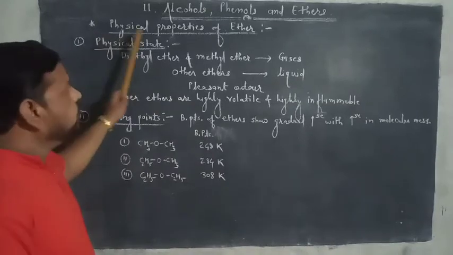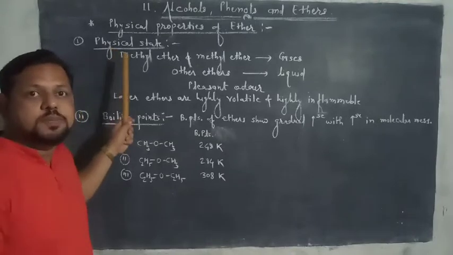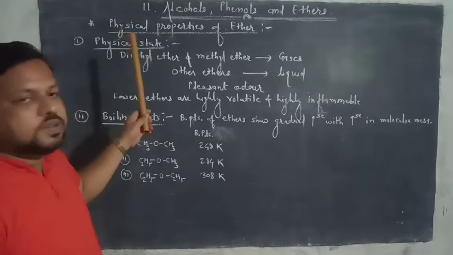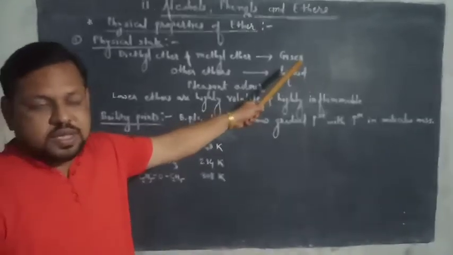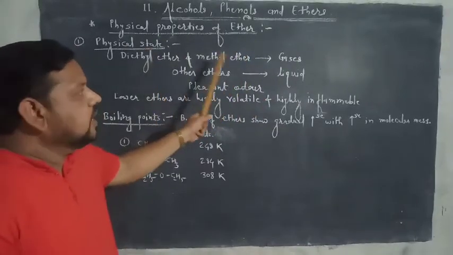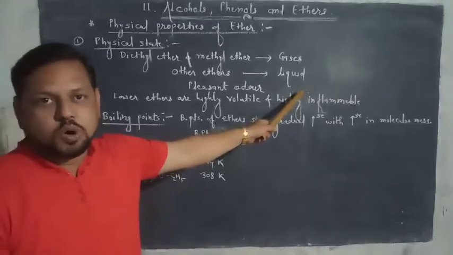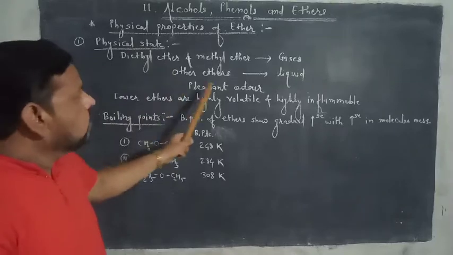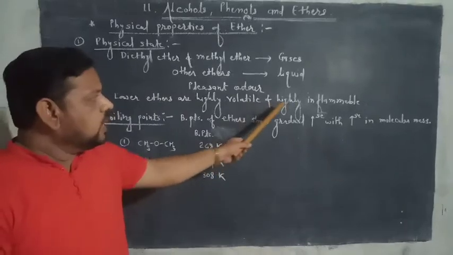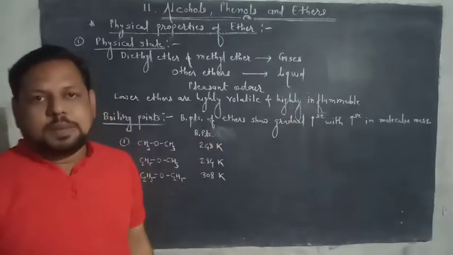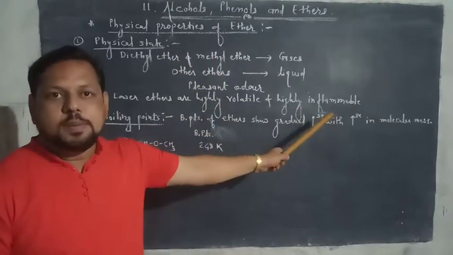Then we discuss the physical properties of ethers. See, the first physical property, that is physical state. Dimethyl ether and ethyl methyl ether are gases, and other ethers are in liquid form, and they have a pleasant odor. These lower ethers are highly volatile and highly inflammable.